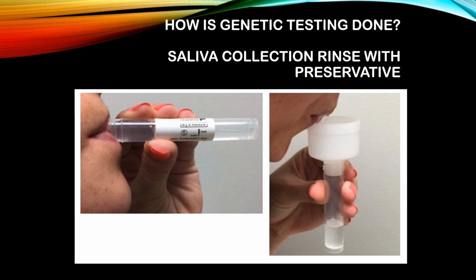The genetic testing is done by having the client rinse with this saline solution that has a preservative in it. After the rinsing, the client spits the sample into this tube. The tube is closed, labeled, and sent to the lab.